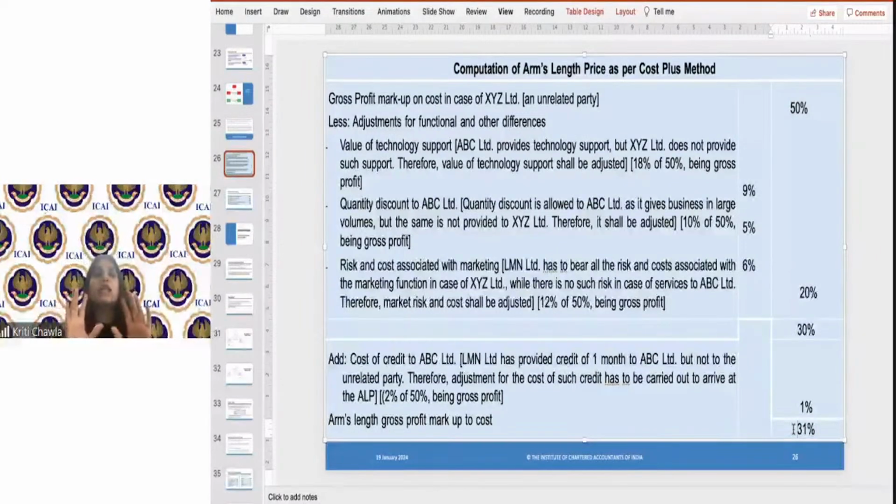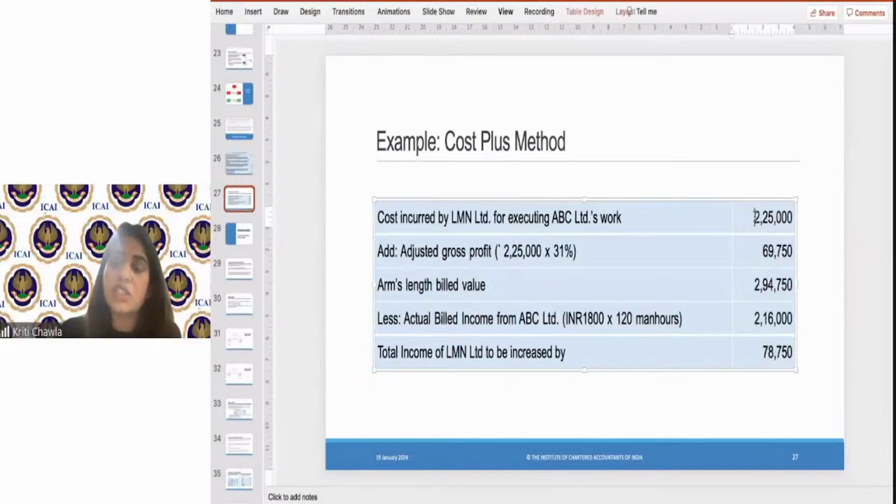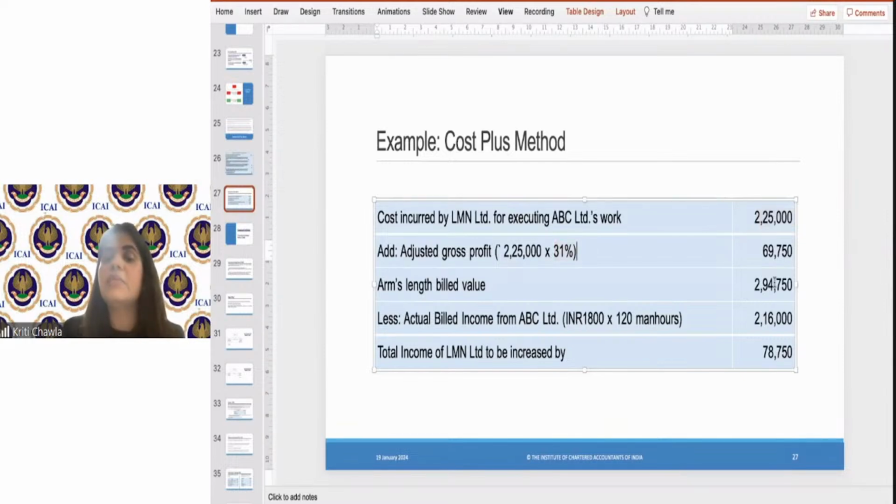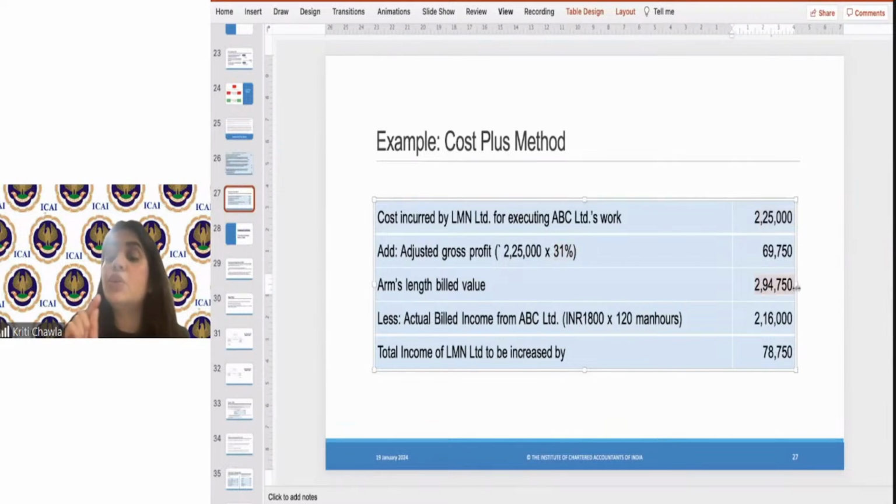That basically means that if you want to deal at arm's length, you should also charge a margin of 31% onto the cost. What is the cost? Well, the cost was given in the question, which is 2,25,000. That basically means the cost of providing services to ABC Limited was 2,25,000 rupees, plus you will retain a profit margin. How much profit margin? Arm's length profit margin. How much is the arm's length profit margin? It is 31%. So that basically means that you should bill them 2,94,750 rupees.